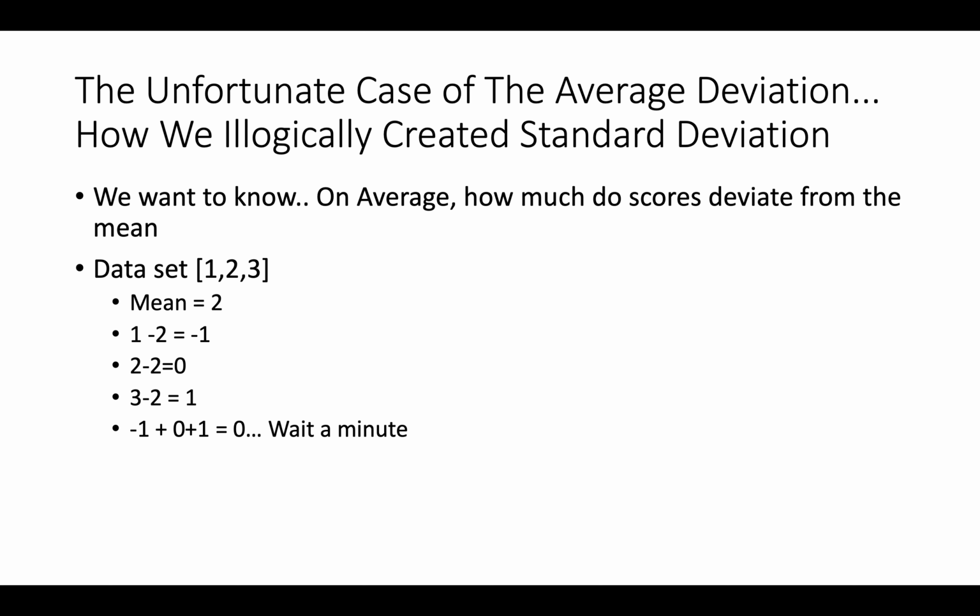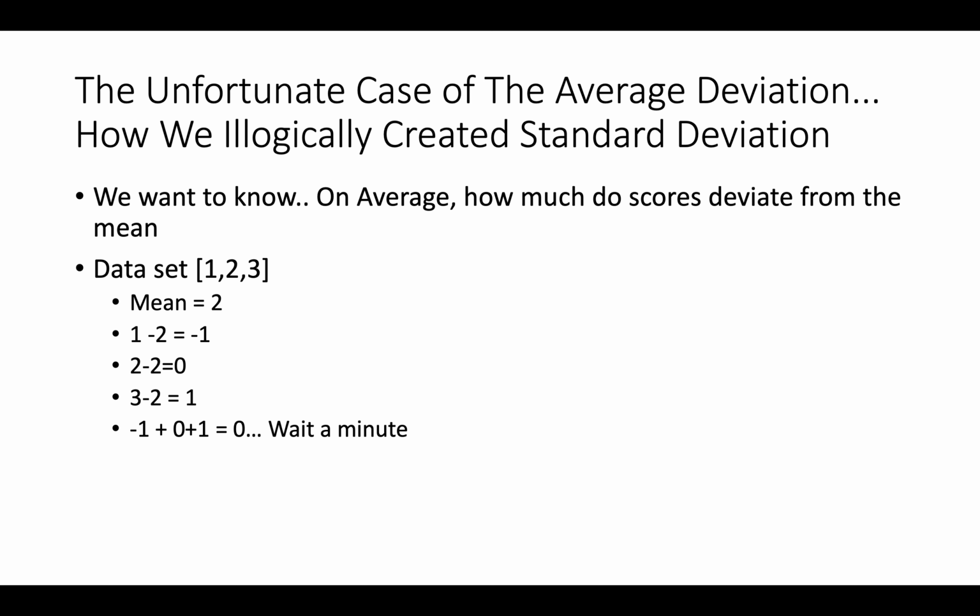So first thing I've got is my data set, 1, 2, and 3. What's my mean of that data set? Well, 1 plus 2 is 3, plus 3 is 6, divided by 3 is 2. My mean is 2. And I want to know on average how much the scores in my data set deviate from the mean. So 1 minus 2 equals -1. That first score deviates from the mean by -1 units. 2 minus 2 equals 0. There's no deviation. 3 minus 2 equals 1. There's a positive deviation from the mean. That third number is a little bit greater than the mean.